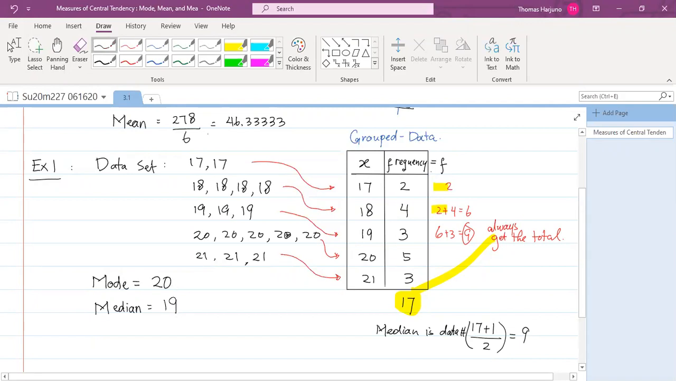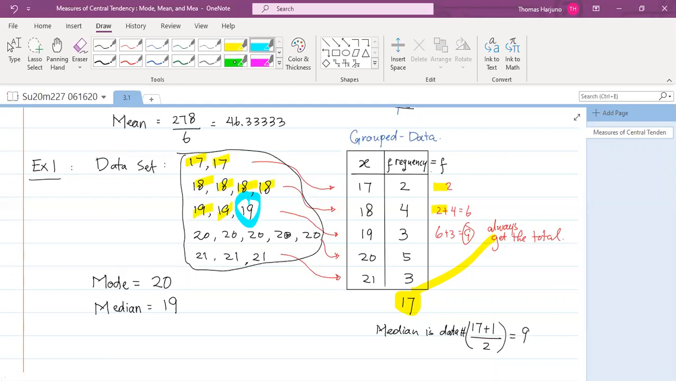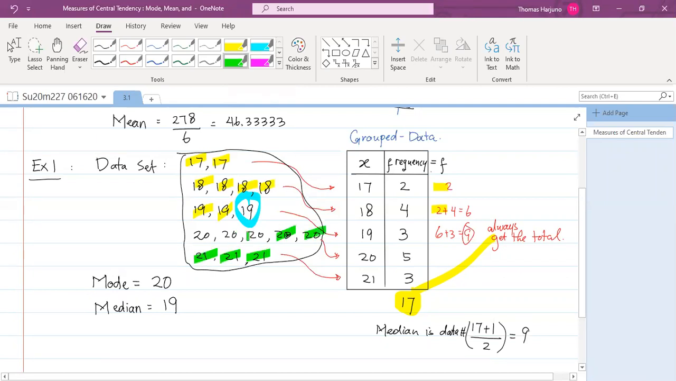Okay, now of course you can also see from here, right? Data number 9 will be 1, 2, 3, 4, 5, 6, 7, 8, 9. And actually if you count it from the top, that will also be the same data number 9. 1, 2, 3, 4, 5, 6, 7, 8, 9. Right?